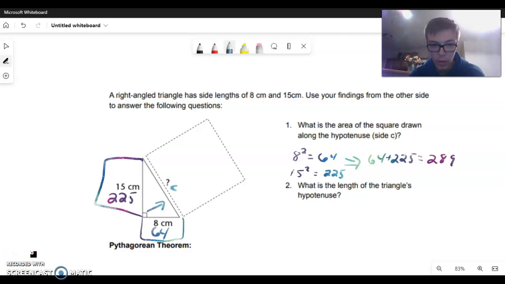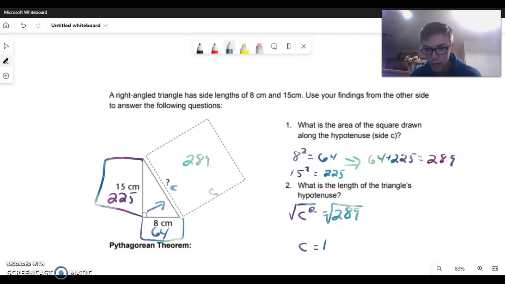Okay, so now that we know the area of this one is 289, remember, to find the area, it is length times width, which in this case is C times C, which is C squared. So we need to figure out when C squared equals 289. Okay, and when we do that, remember, we've got to get C by itself. We can do the opposite of squaring something, which is taking the square root. So take the square root. So we then have C equals the square root of 289.